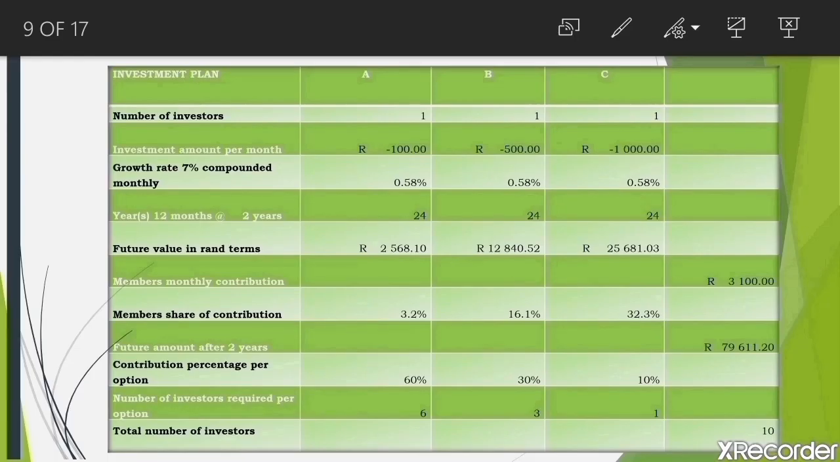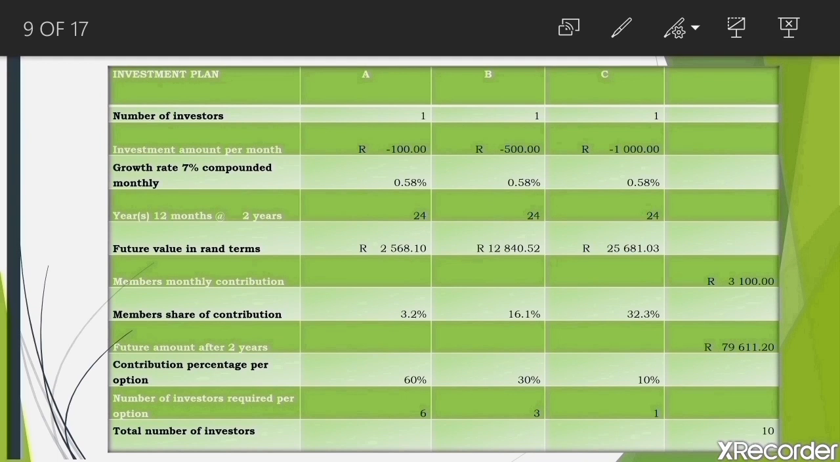This table here represents investment options. A sample is based on 10 members with Plan A, where a member will contribute 100 Rand per month at a growth rate of 7% per annum, having a total future value of 2,568 after 24 months, and will have a 3.2% share of the contribution. Added to this is the profit sharing in terms of ratio. This plan is likely to have more people opting for it due to its affordability, hence it is reflected at 60%.